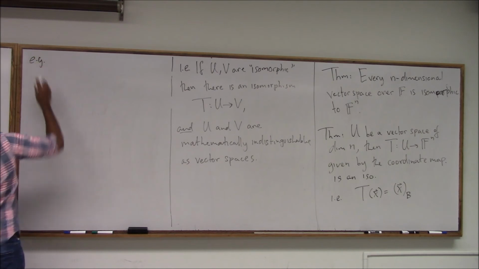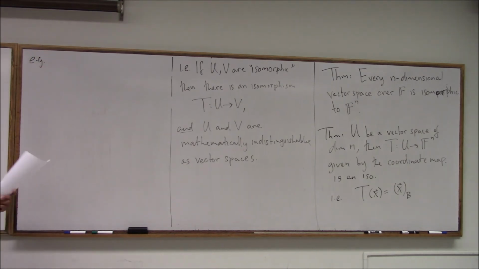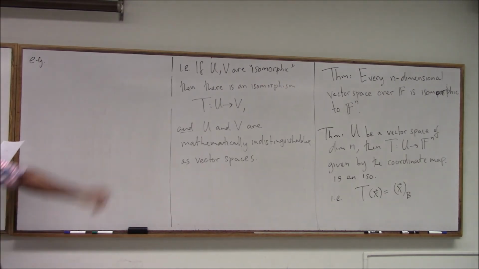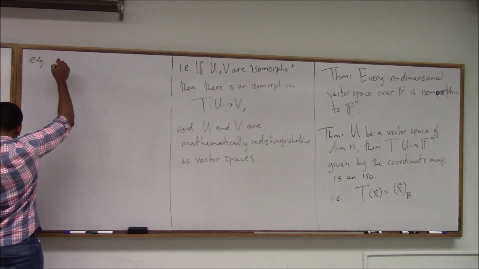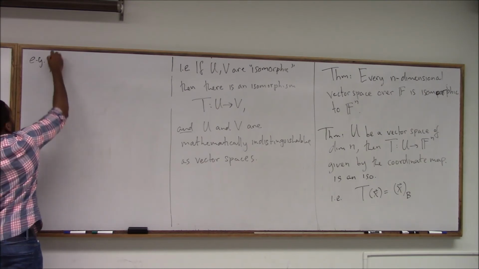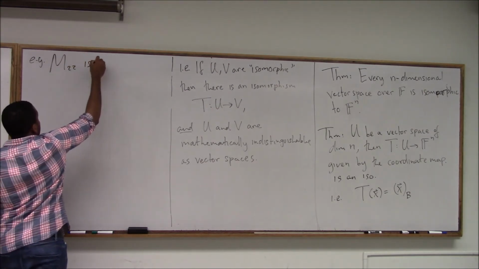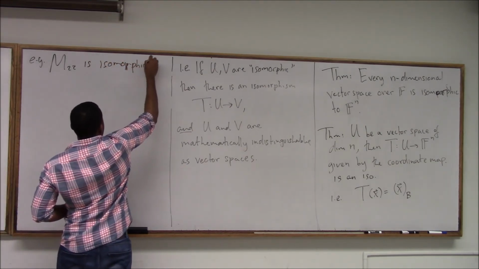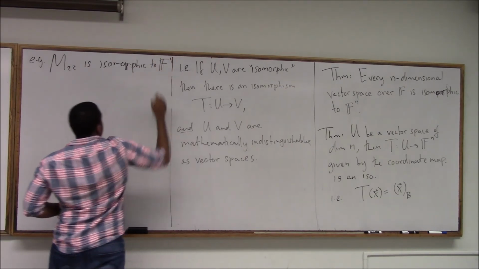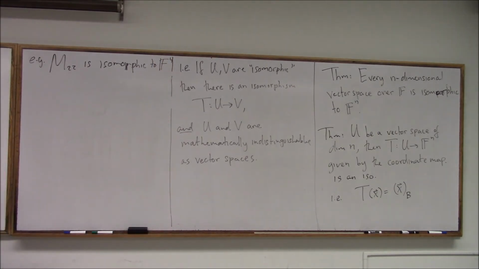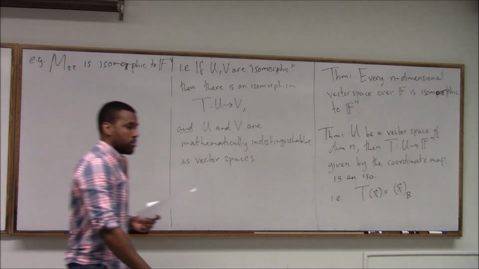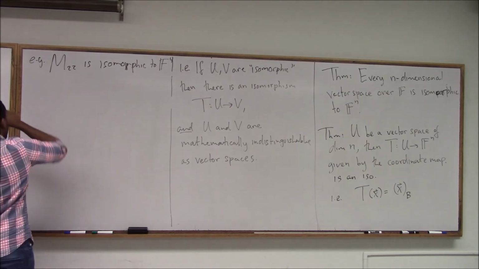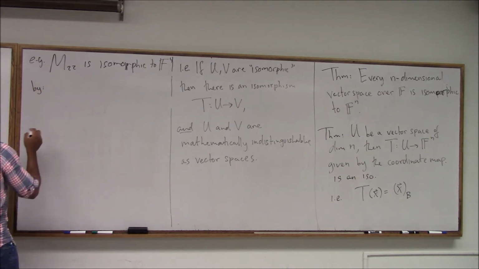Example. And we've been using these things, I'm just stating it in different language. M22 is isomorphic to F4, for example. The set of all 2x2 matrices, we know that forms a vector space. It turns out that they are isomorphic to F4 or R4 equivalently by doing actually the coordinate map.